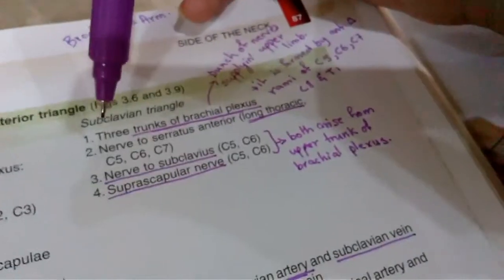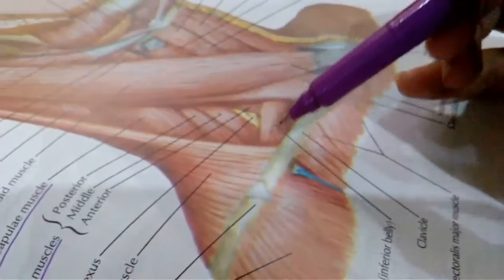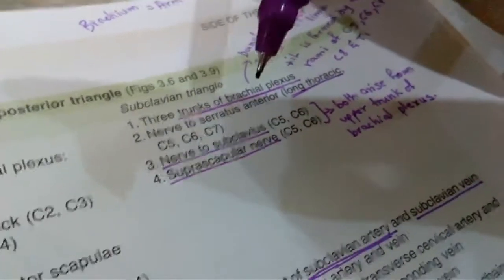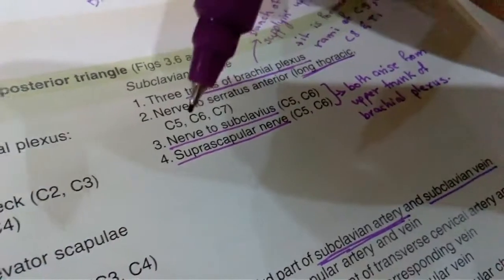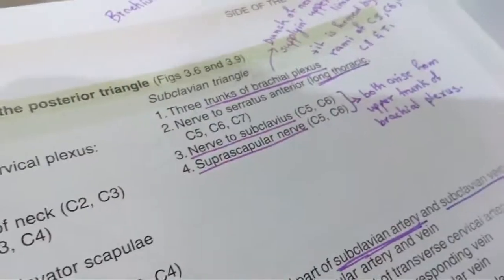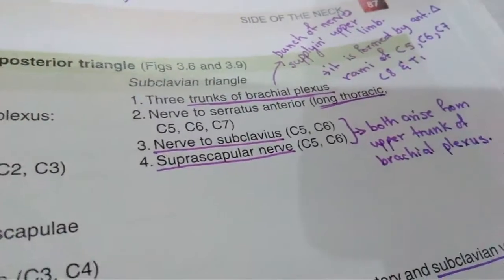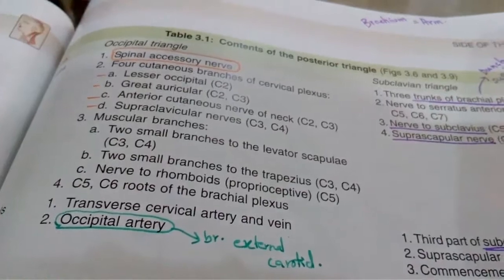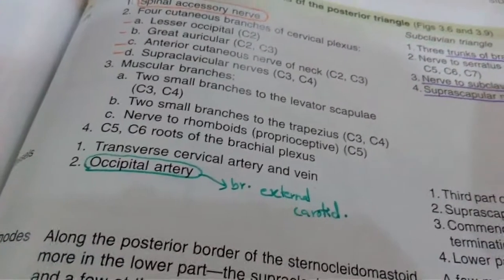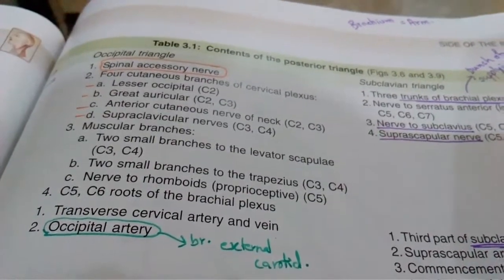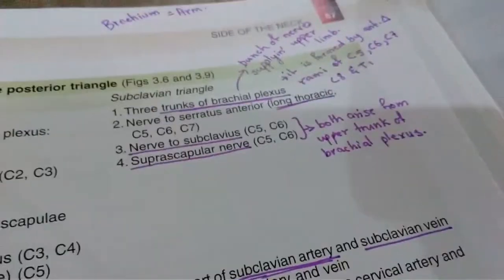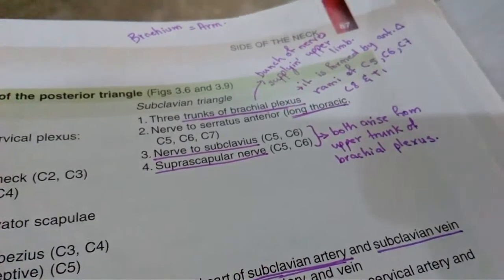And through the subclavian triangle, that is the lower, small triangle, we have the three trunks of the brachial plexus, and we have the suprascapular nerve and the nerve to subclavius. So the highlights for the contents are that the occipital triangle has the spinal accessory nerve, the occipital artery, and the cutaneous nerves. And in the subclavian triangle, the trunks of the brachial plexus.